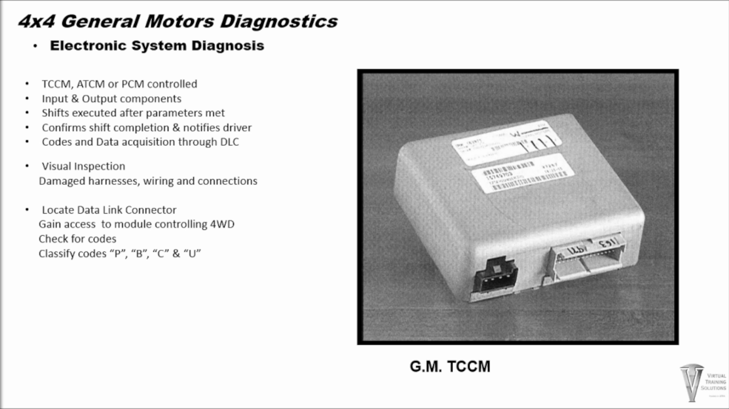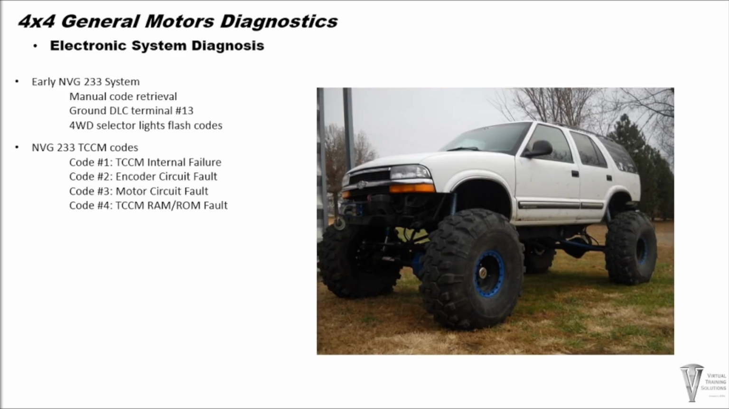Diagnostic codes and data can be retrieved by using the scan tool connected to the DLC connector or by retrieving codes manually on the NV233 transfer case system. The early NV233 systems found on Blazer, S10 trucks, and Tahoe applications will not allow data or code retrieval with the scanner. However, manual code retrieval is available.